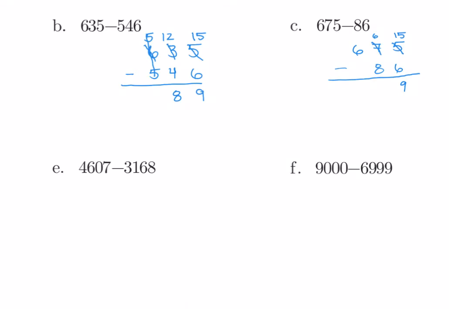We move to the next column. Can we do 6 minus 8? You cannot take 8 away from 6, so we need to borrow again. My first 6 becomes a 5. My second 6, we're going to add 10 onto it. It becomes a 16. So 16 minus 8 is 8. We move to the next column. 5 minus nothing is 5.